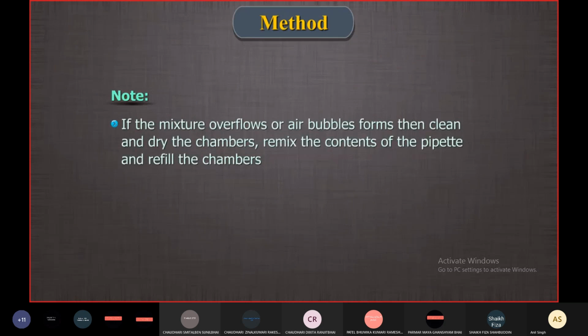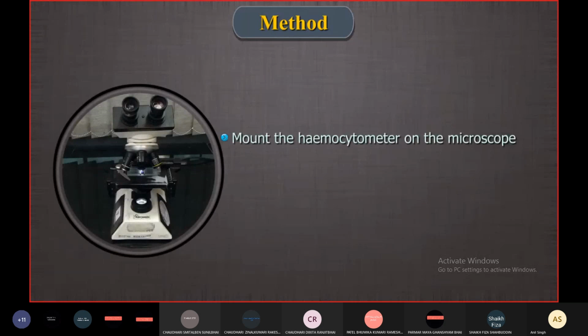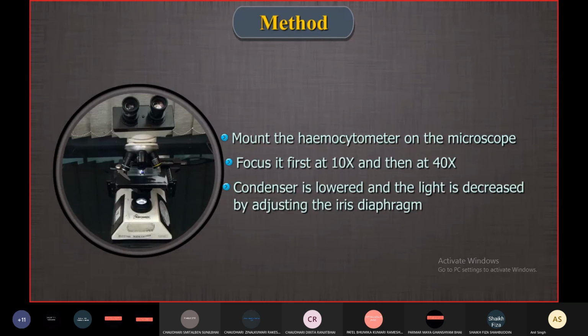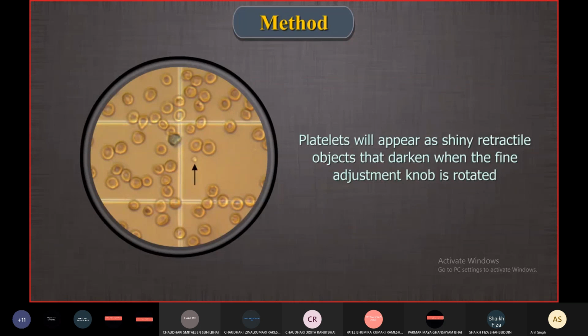Note: if the mixture overflows into the moat or air bubbles occur, clean and dry the chambers, remix the contents of the pipette, and refill both the chambers. 5. Mount the hemocytometer on the microscope and focus it first at 10x and then at 40x. The platelets are seen more easily if the condenser is lowered and the light decreased by adjusting the iris diaphragm. The platelets will appear as shiny refractile objects that darken when the fine adjustment knob is rotated.